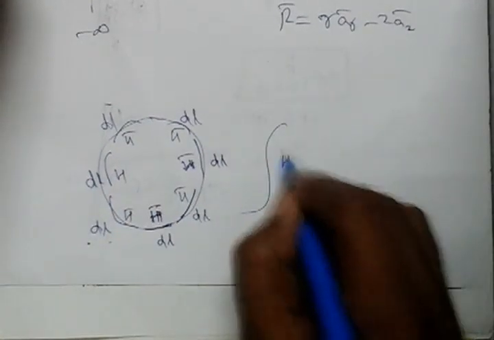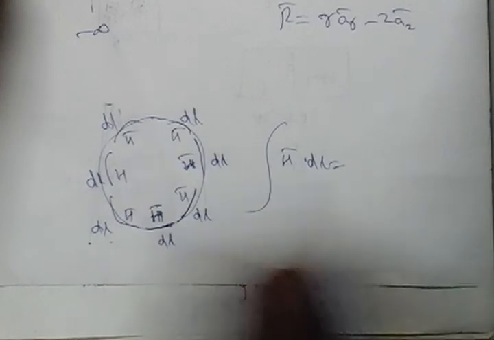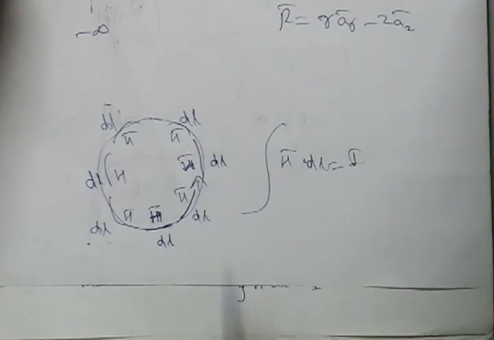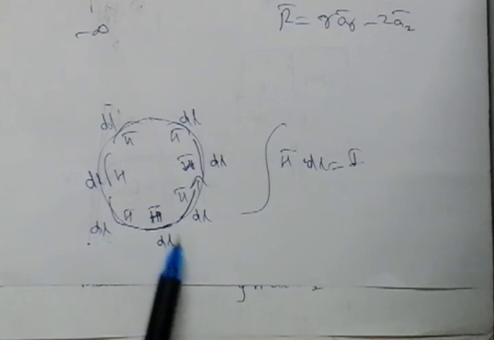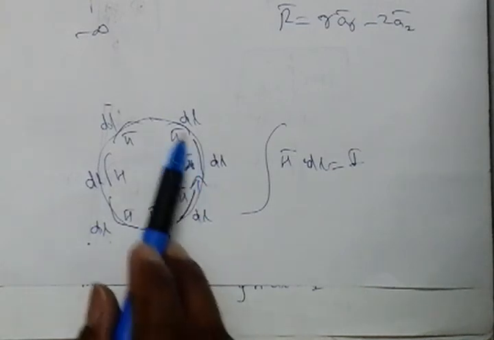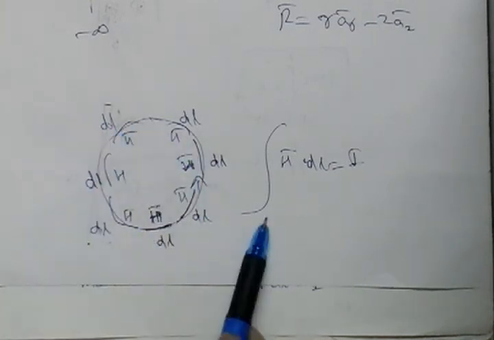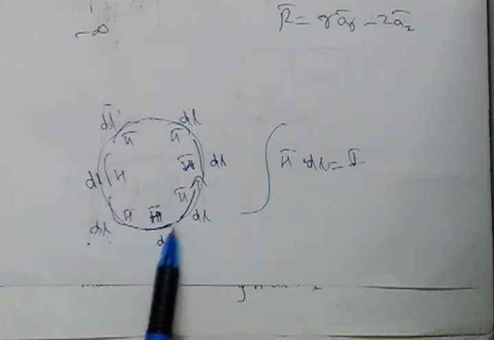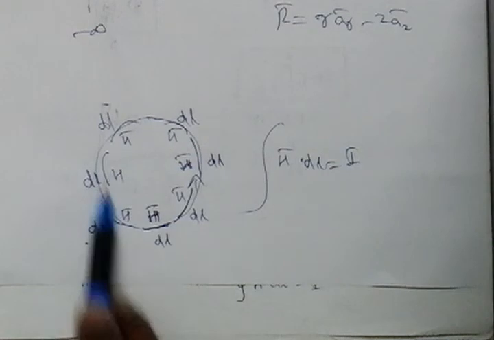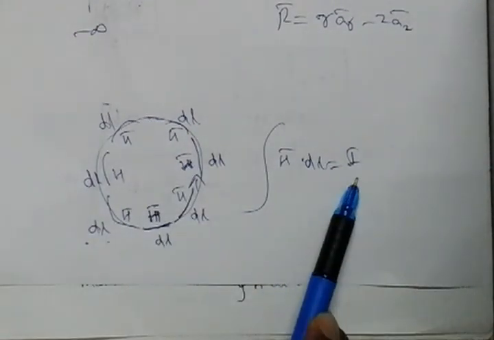that is nothing but integration. The integral of H bar dot dl is equal to the current flowing through this. If you add all these small differential lengths, it is nothing but integration. The integral of H bar dot dl is equal to, because this forms a closed path, when a magnetic field is present for a closed path, then there will be a current flowing through that. That current is nothing but I.